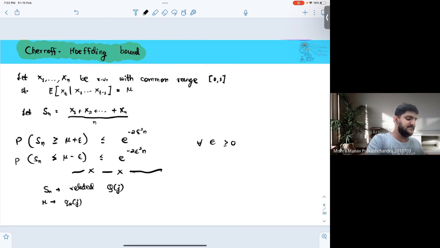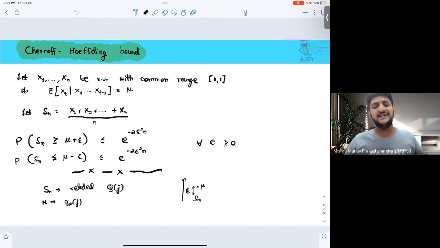What I'm writing is separate. So what this quantity tells me is, let's say this is my mu value, and this is my Sn value. The distance between them should be at max epsilon. So if the distance between these two quantities is epsilon, I can say that the arm that I've selected is epsilon optimal.